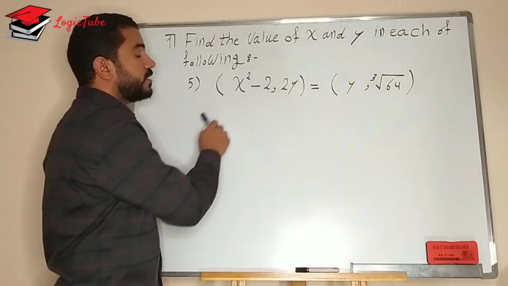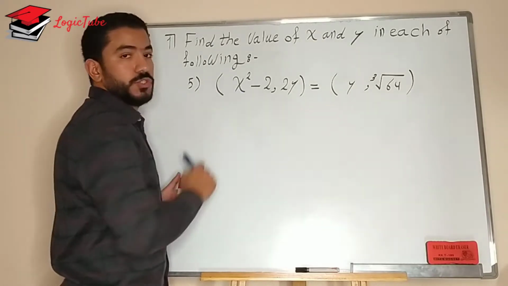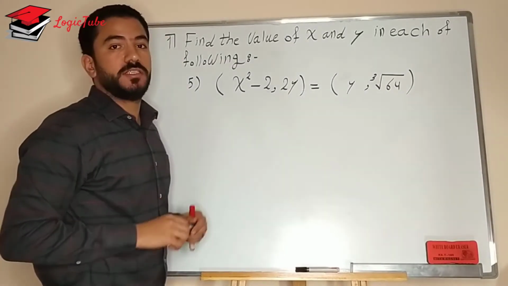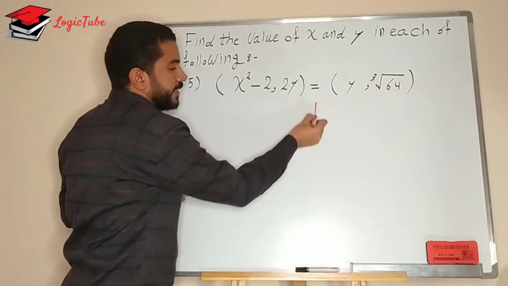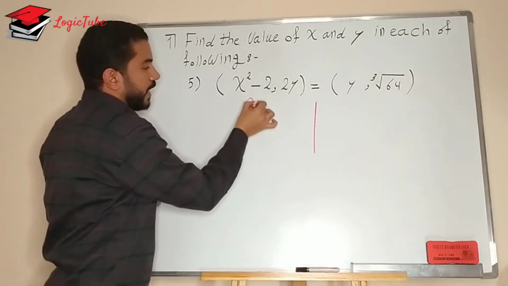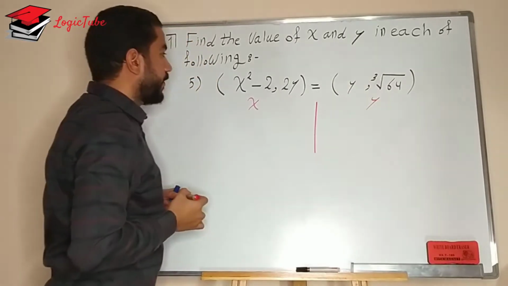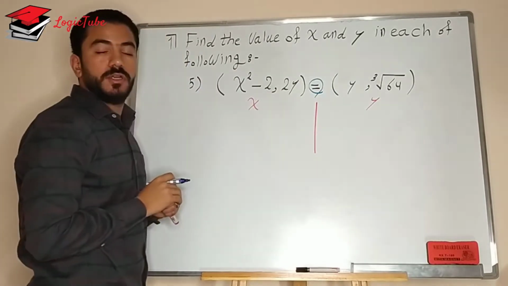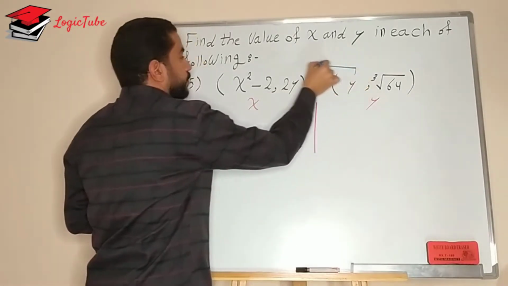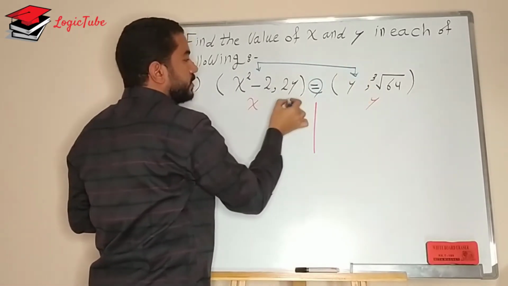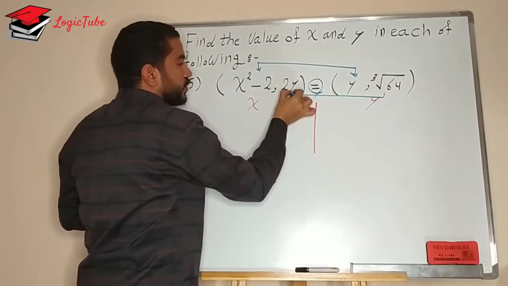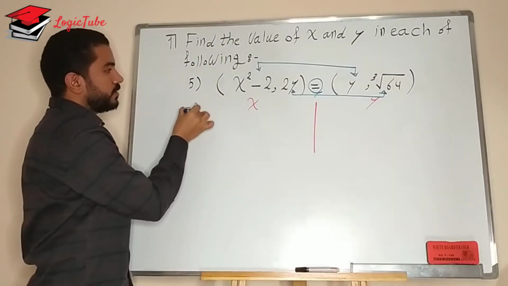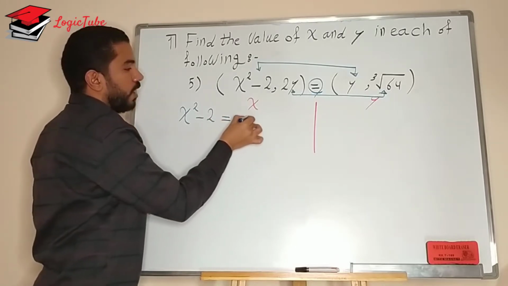Number 5. The ordered pair of x squared minus 2 and 2y equals the ordered pair of y and the cubic root of 64. Here we'll divide our page into two parts. Here we have x and here y. These are two equivalent ordered pairs. The first projection equals the first projection. The second projection equals the second projection. Here we go. x squared minus 2 equals y.